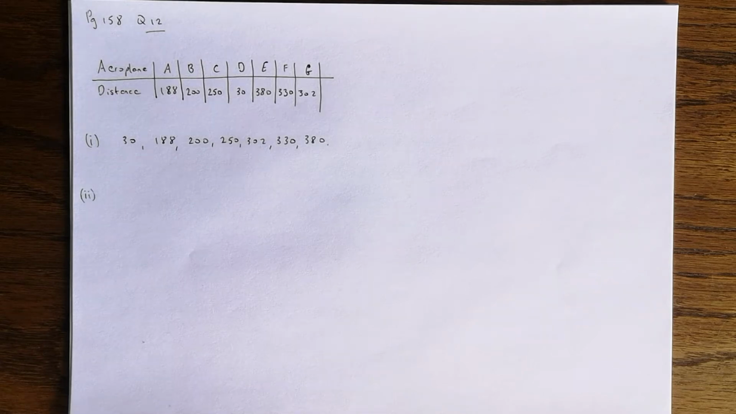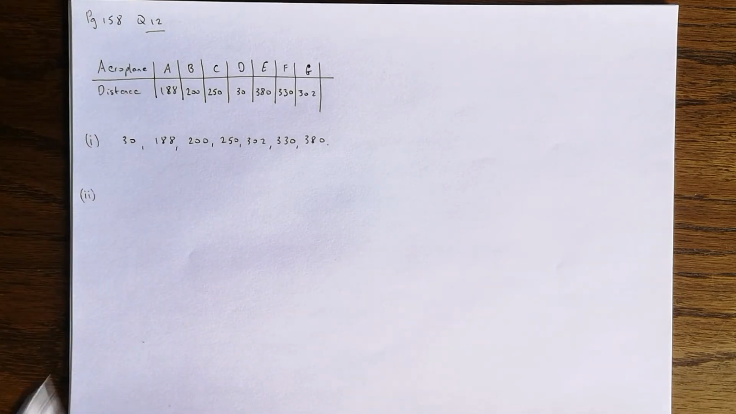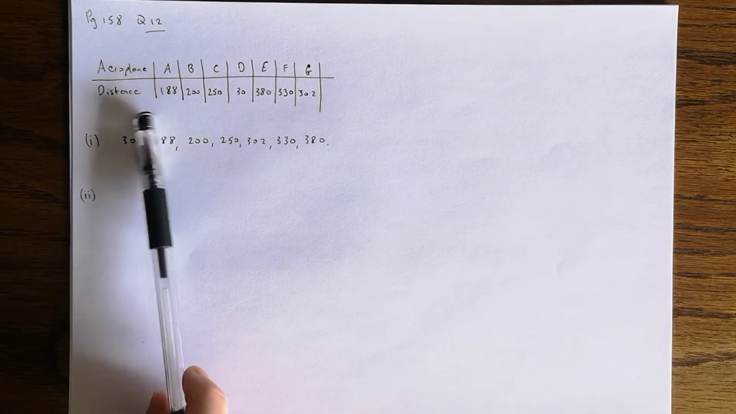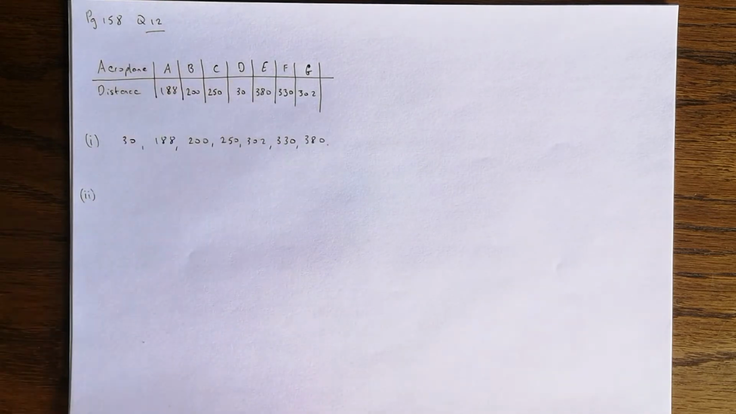Okay, so let's have a look at this question that I asked you to do yesterday, page 158, question 12. You were given seven paper airplanes, A, B, C, D, E, F, G, and they were thrown, and the distance that they went after they were thrown was measured. Airplane A went 188, B went 200, C 250, etc. And the first question asks us to find the median distance that the airplanes traveled.